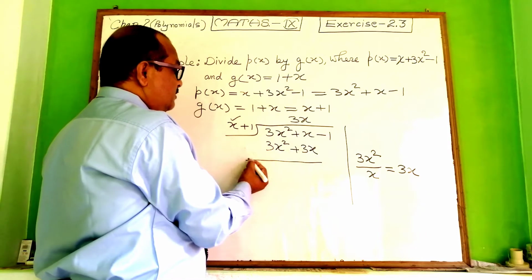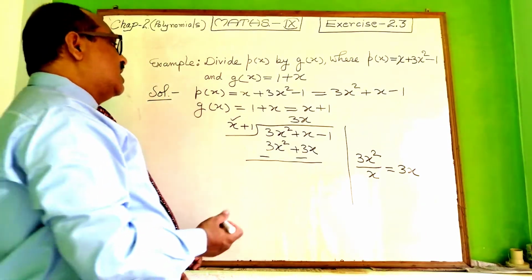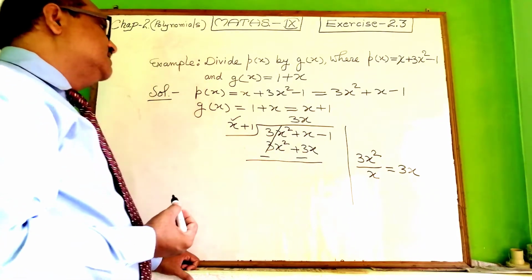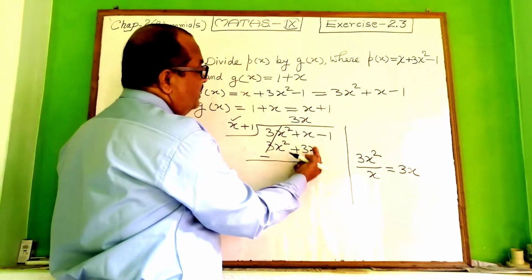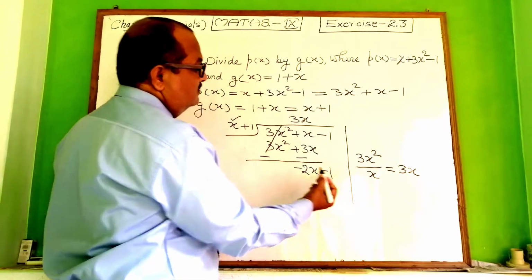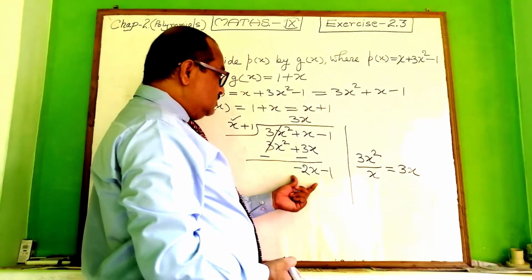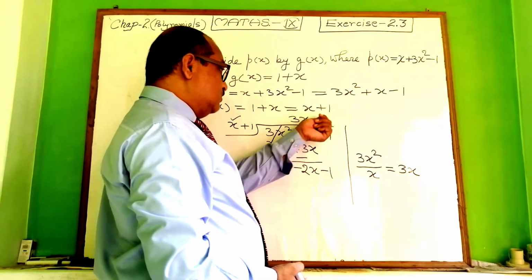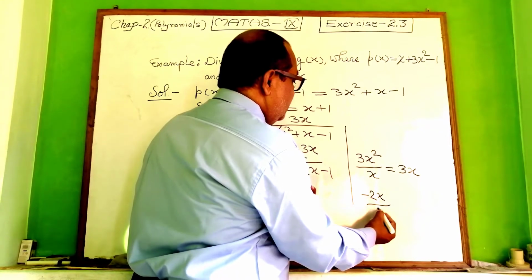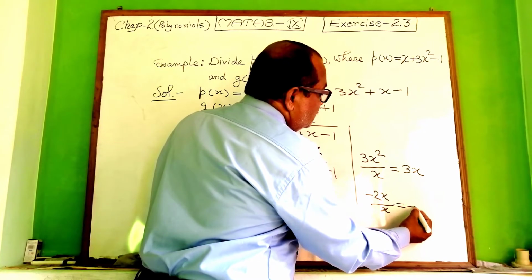Now the process is the same as you know, subtracting. Now the sign will change. After subtraction, 3x square will cancel, and minus 3x plus x, so you will get minus 2x minus 1. Now see, one more time you can divide. The next term of the quotient will be minus 2x divided by x. So it will be minus 2.